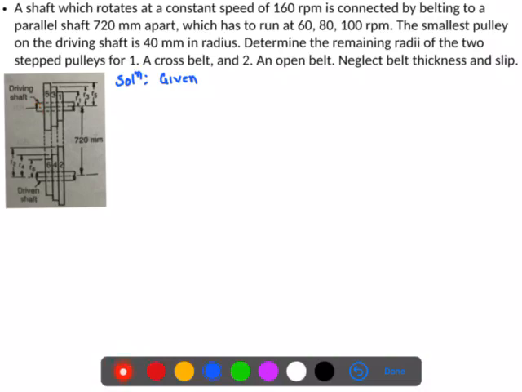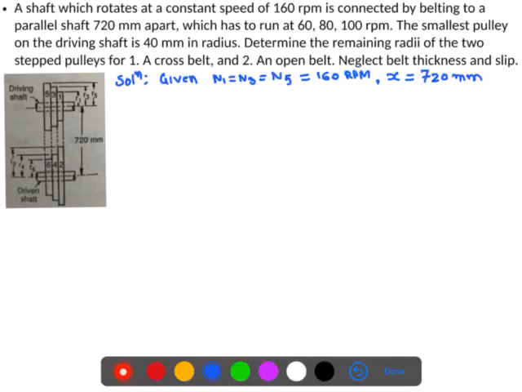Therefore we can say n1 is equal to n3 is equal to n5 is equal to 160 rpm. This is given, right? Apart from that, what is given? X is given, the distance between the centers of the two pulleys, and this X is 720 millimeter apart.